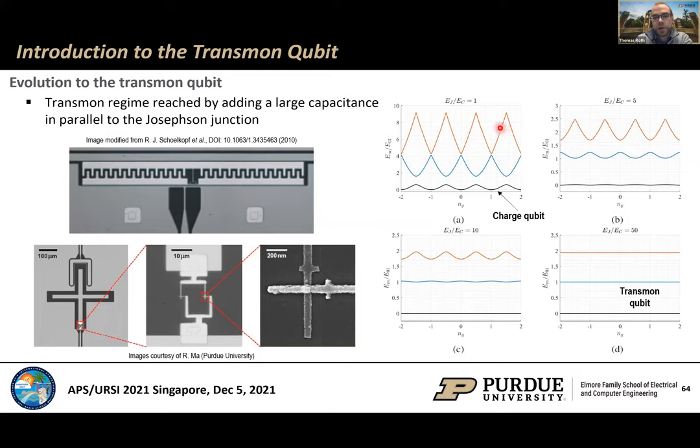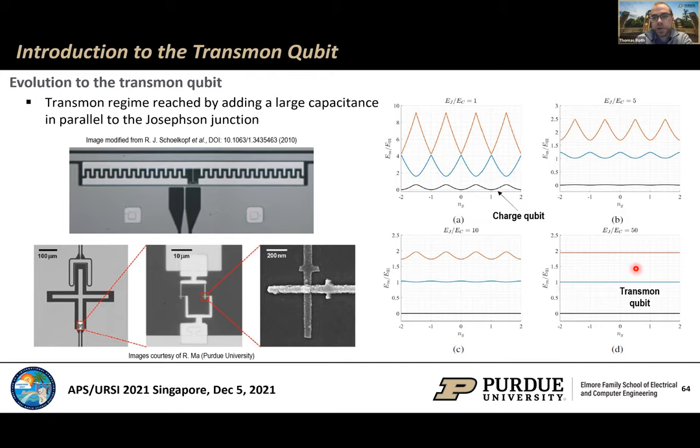So as we go from this charge qubit regime down and around through to the transmon qubit regime, what we see is that as we increase that capacitance, these energy levels start to flatten out as a function of NG. So they become less and less sensitive to that charge variable, but simultaneously they become more harmonic.